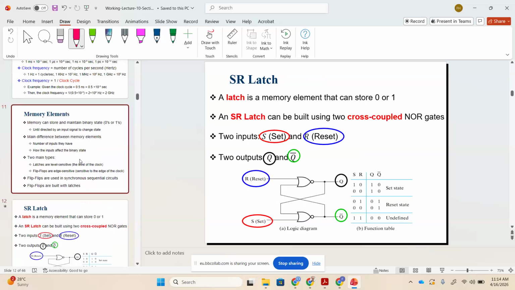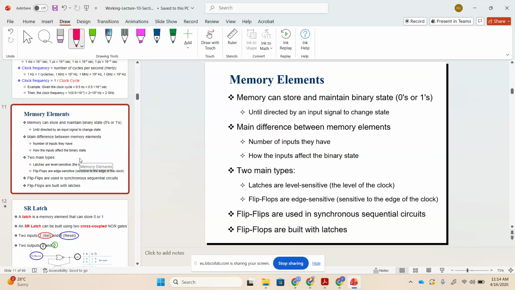Now, the first basic building block of a sequential circuit. We need to first study the basic building block of a sequential circuit. What is the basic building block of a combinational circuit? Anyone may answer.